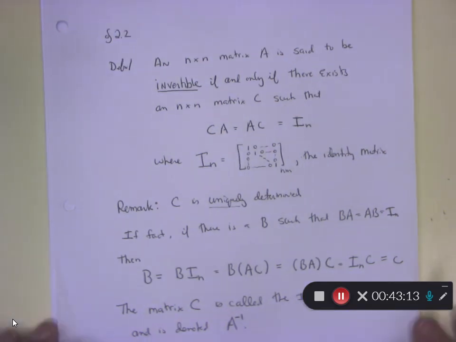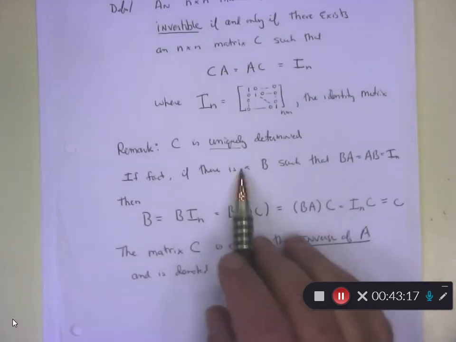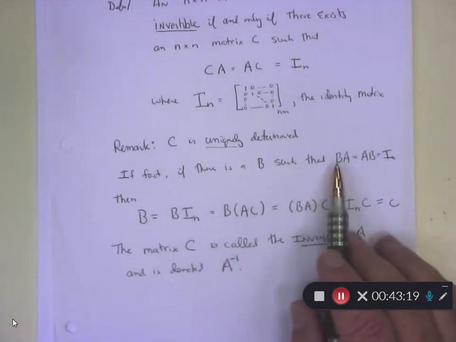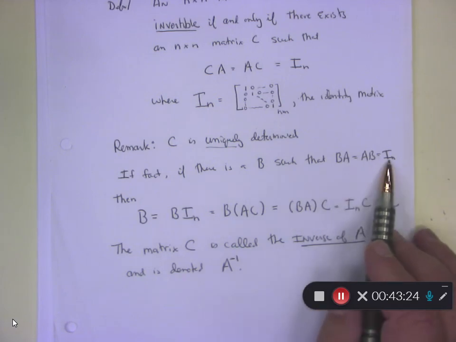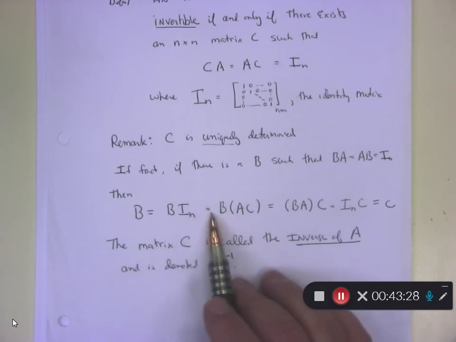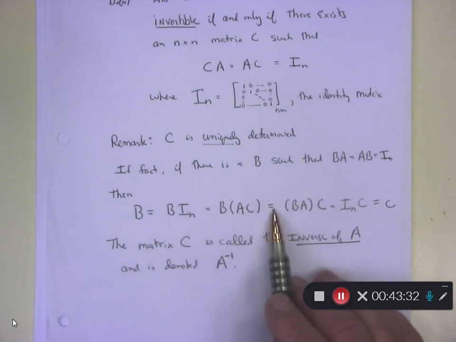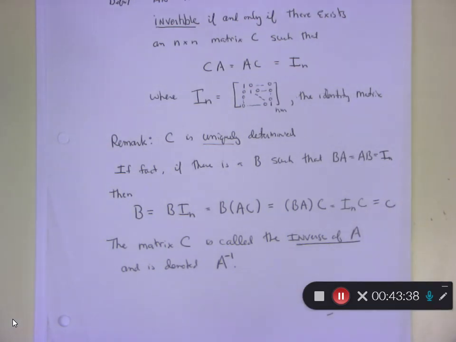So here we go. In fact, suppose there is a B such that B times A equals A times B equals the identity matrix. Then B is equal to B times the identity matrix, which is equal to B times AC, which is equal to B times A times C, which is equal to I times C, which equals C. Oh, what are you talking about, Dr. Taylor? Okay, let me explain.